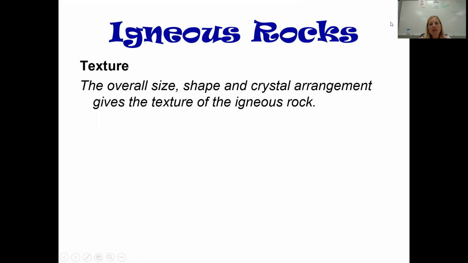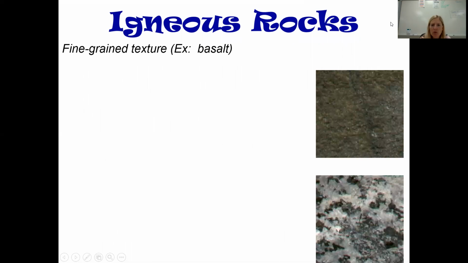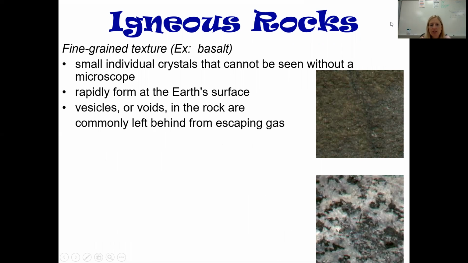Okay, so with igneous rocks, we classify them or put them into categories based on their texture. That's how big the crystals are, the shape of the crystals, and how they are arranged. So we have 4 types of igneous rock textures. The first one is called a fine-grained texture. Fine-grained means small crystals that are so small we can't see them unless we have a microscope.